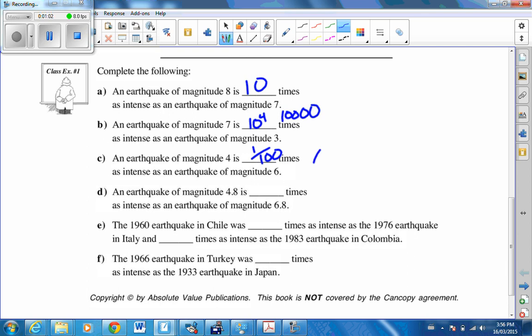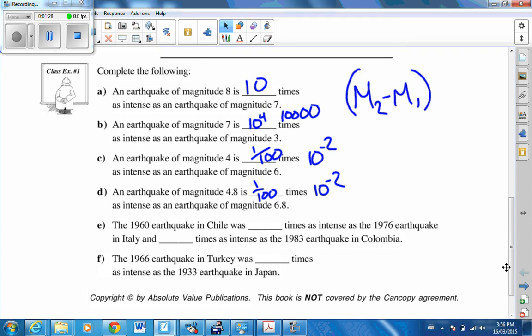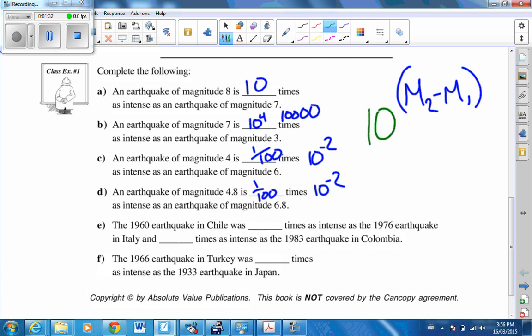Or I could go 10 to the exponent of -2. This is also going to be 1 over 100, or 10 to the -2. So basically the way this works is that you take your two magnitudes, and then you go 10 to that power.